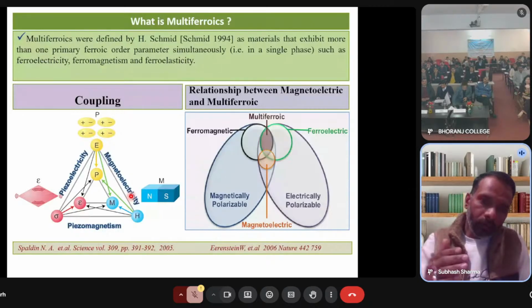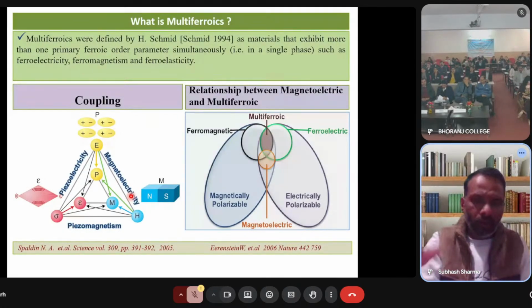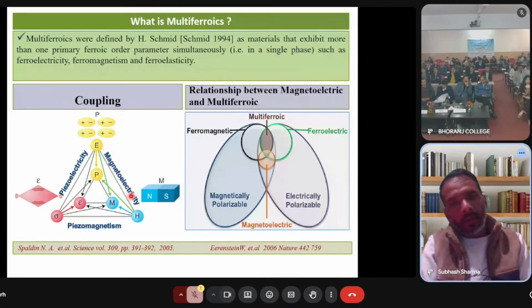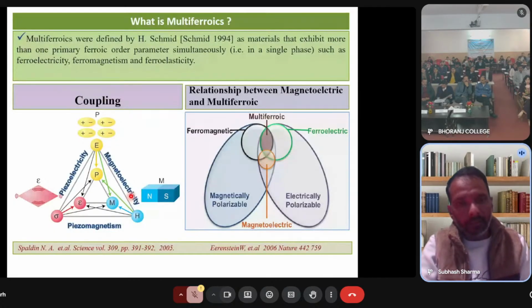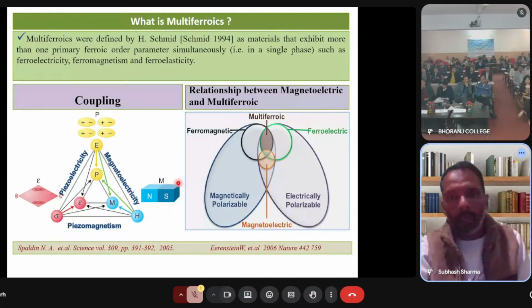The main problem in controlling the spin is the magnetic field, because to produce a magnetic field, you need big solenoids or an electromagnet, and that consumes more energy, right? So if we are able to control magnetization by electric field, we get low power consumption devices.